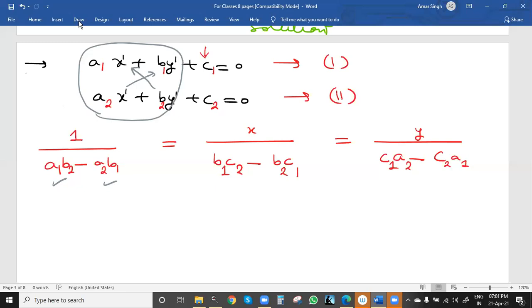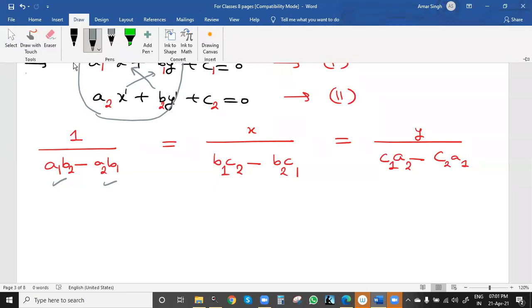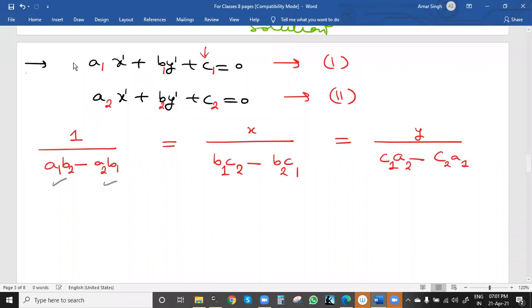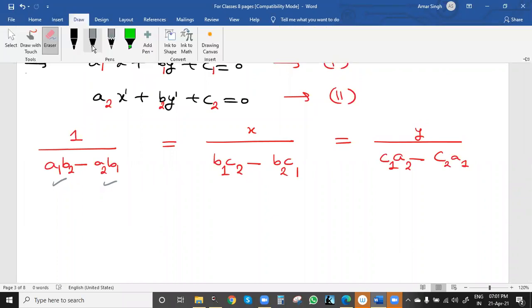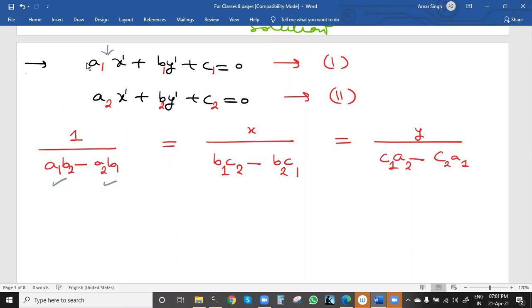Then we'll see for x. For x we'll ignore the x column, meaning this column will be ignored and we'll focus on these two columns. Here also the cross starts from the right-hand side. So b1 c2, fine. Then the cross of these two values, minus, first the right side will start. So b1 c2 minus b2 c1, correct, b2 c1.